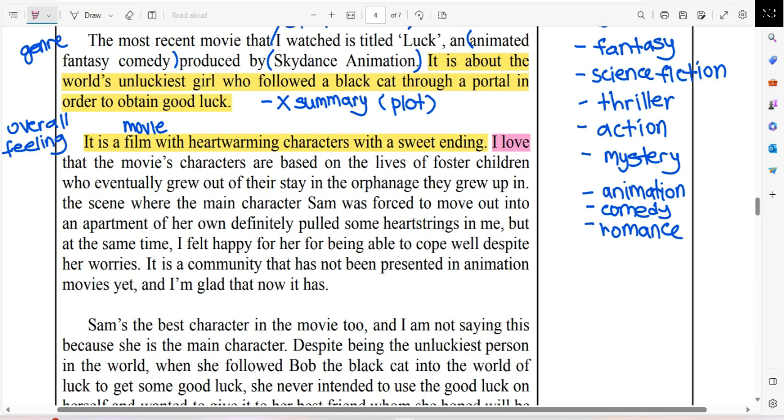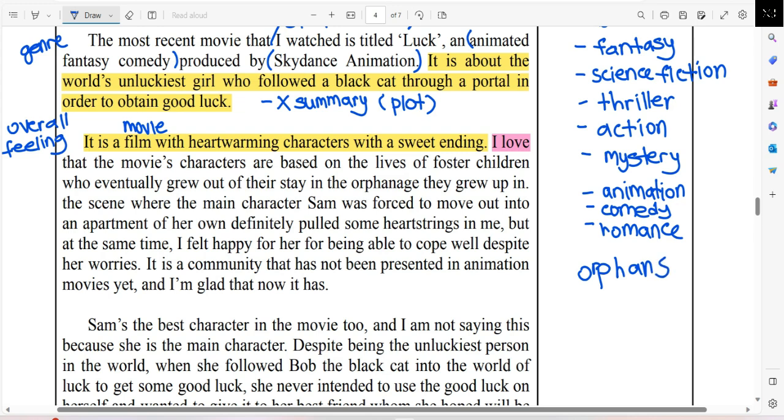Let me explain something first, which is foster children. We all know what an orphanage is. This is where children without parents grow up, and the children who grow up in orphanages are called orphans. O-R-P-H-A-N-S. So what are foster children then?